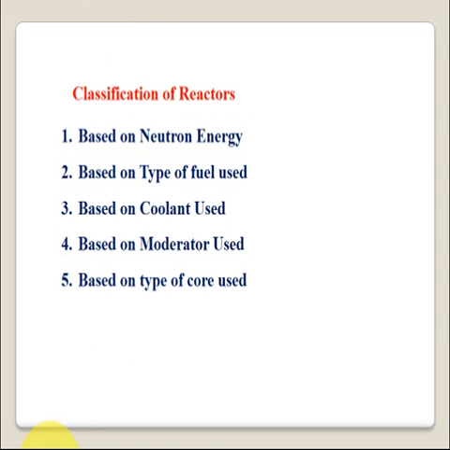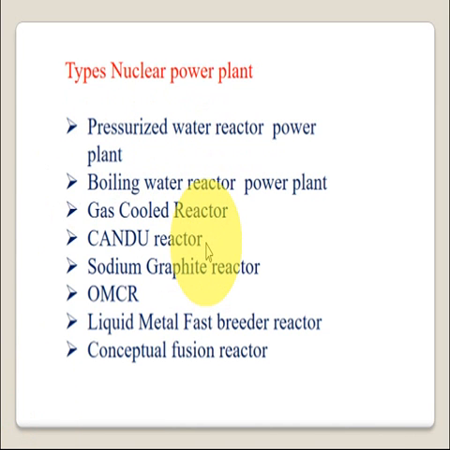Now we'll discuss the types of nuclear power plant. First is pressurized water reactor power plant, then boiling water reactor power plant, gas cooled reactor, CANDU reactor, sodium graphite reactor, OMCR, liquid metal fast breeder reactor, conceptual fusion reactor. So these are different nuclear reactors. Now we'll discuss a few nuclear power reactors used in nuclear power plants.